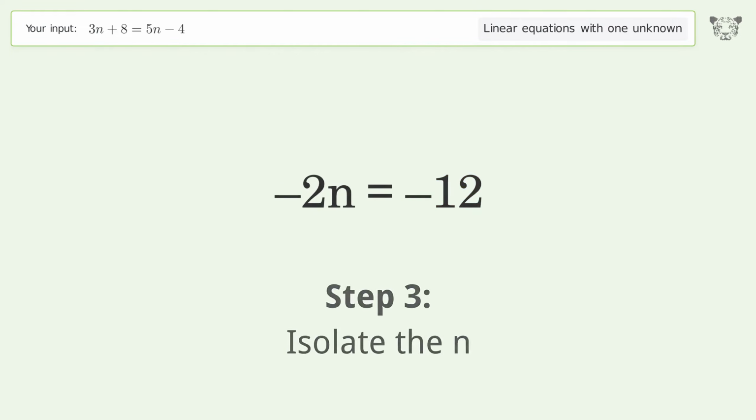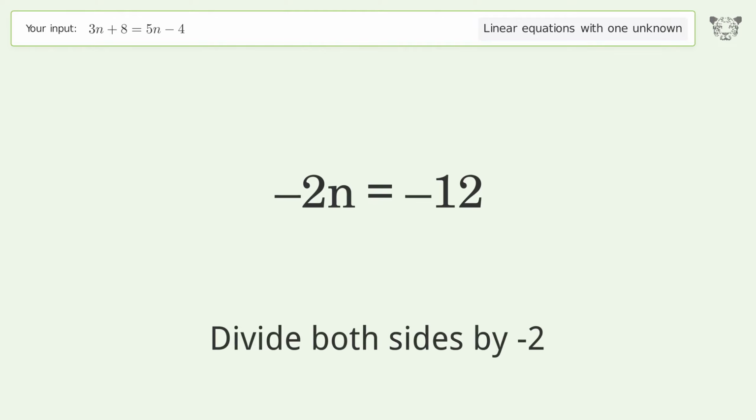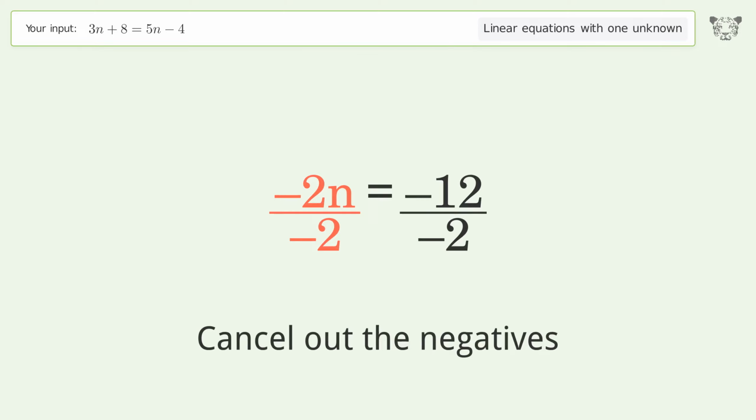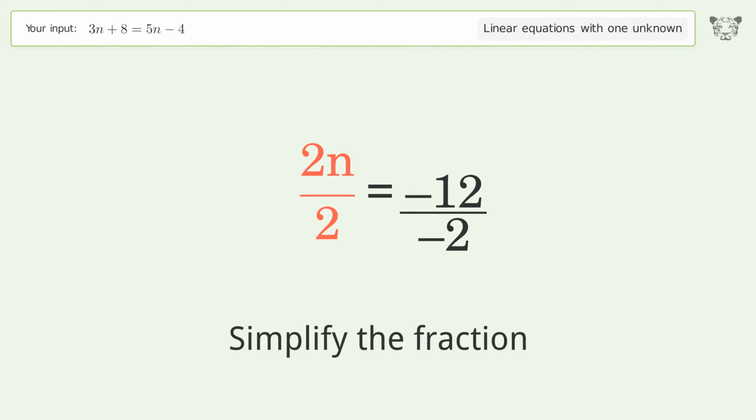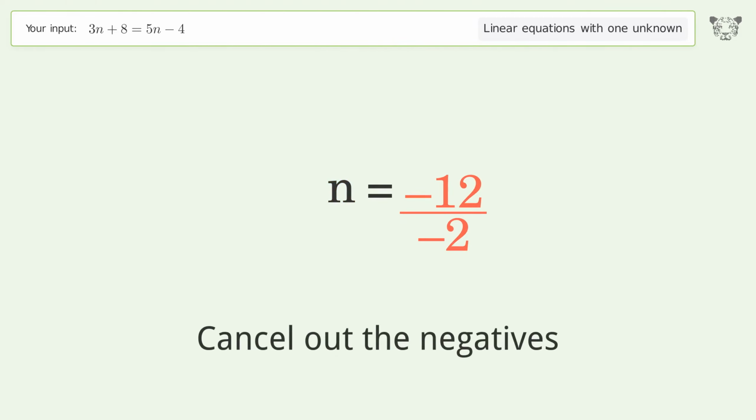Isolate the n. Divide both sides by -2. Cancel out the negatives. Simplify the fraction. Cancel out the negatives.